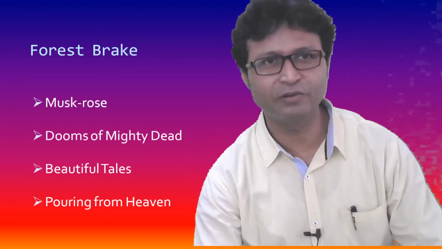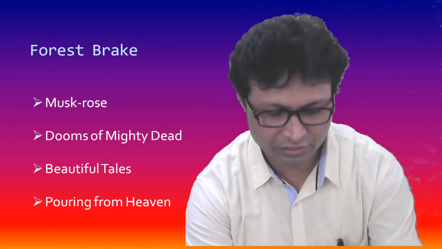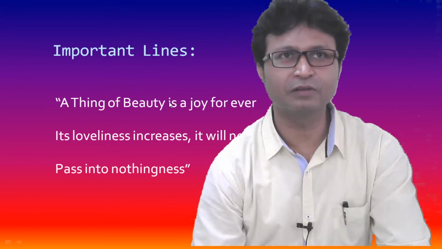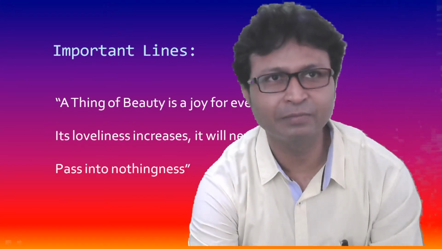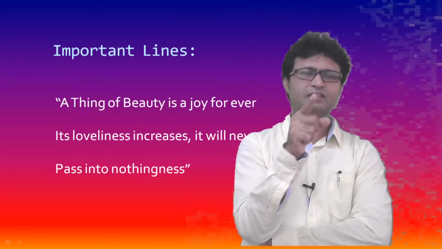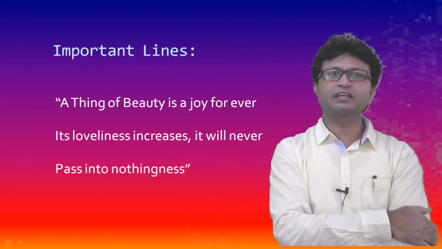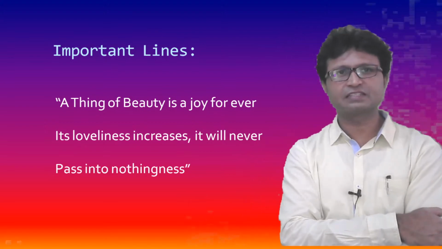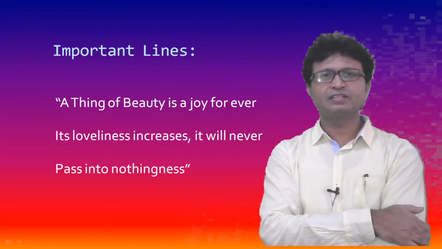Now at this moment, only 40 are watching. It's pouring down from the heaven's brink. There is one line over there: pouring down as if from the heaven's brink. And now I think there are some lines which are quite important to understand, and in these slides I covered those lines. Like, a thing of beauty is a joy forever, its loveliness increases, it will never pass into nothingness. So what do you understand by this?